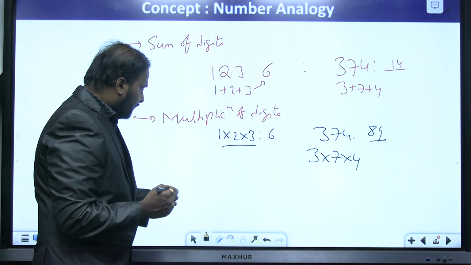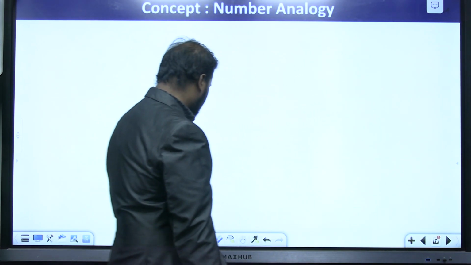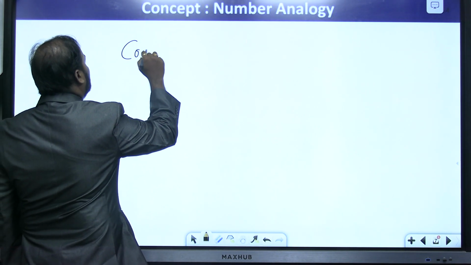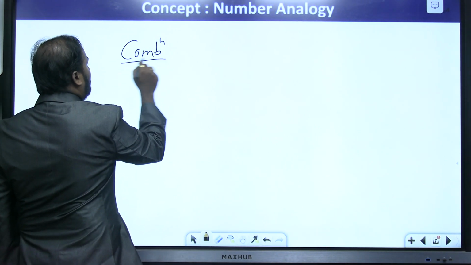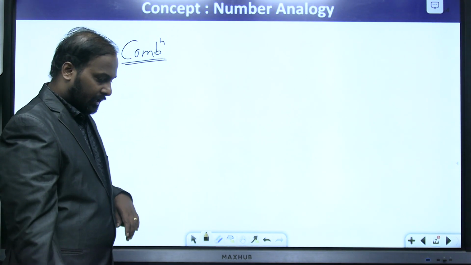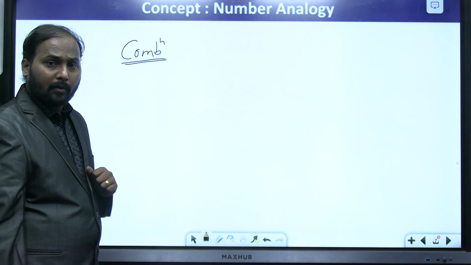But the most important point in this particular type of analogy is there is something called combinations. And these combinations are very, very important for the exam. So what exactly does combination mean? Various types of combinations can be possible.